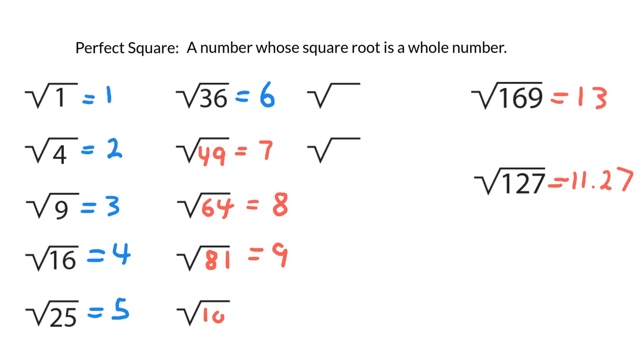And then we have 100. Square root of 100 is 10. Then we have 121, which is a square root of 11. And finally, 144, which is a square root of 12. These numbers are all perfect squares, and it'd be useful for you to have these memorized, especially moving forward into the Pythagorean theorem.